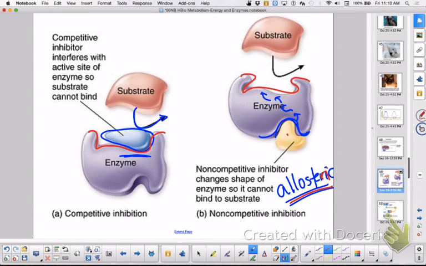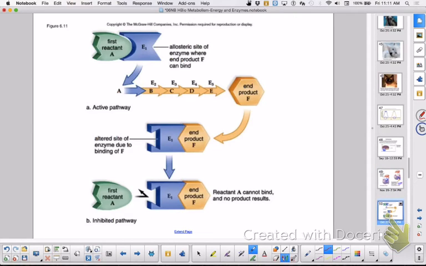All right. Now, as I said before, inhibitors aren't always bad. If you don't need more of something, don't spend time producing it. Don't waste the energy or the molecules making something that you don't need. Now, right here, this is showing you a metabolic pathway. A becomes B, which becomes C and D. These are all different steps. And then you have your final product F. Each one of these steps requires its own unique enzyme to make that product.